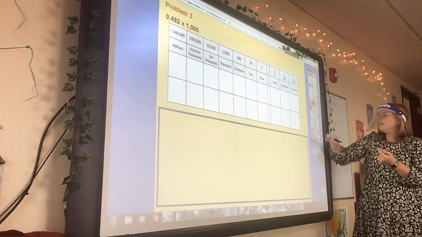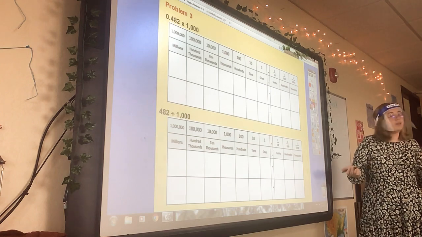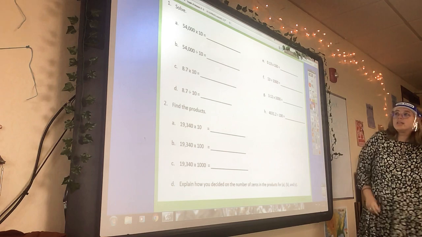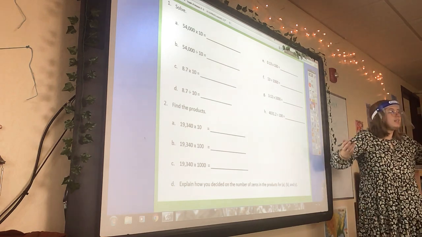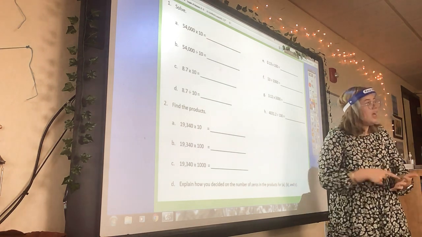So then here, same deal, right? But how many times are they going to move? 3, right? There's 3 zeros. So this is kind of review from yesterday. So now, we are technically at the problem set, but I'm going to use the problem set to teach you more, okay?